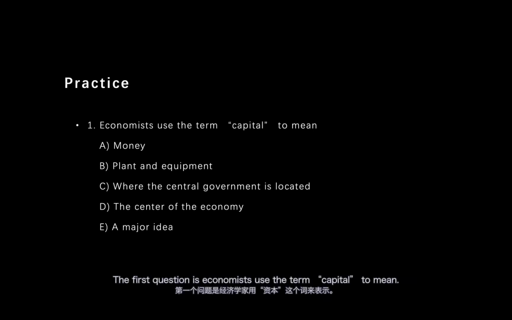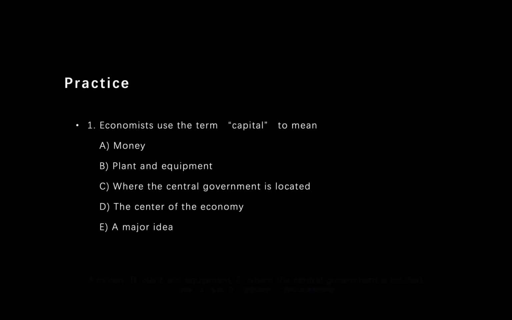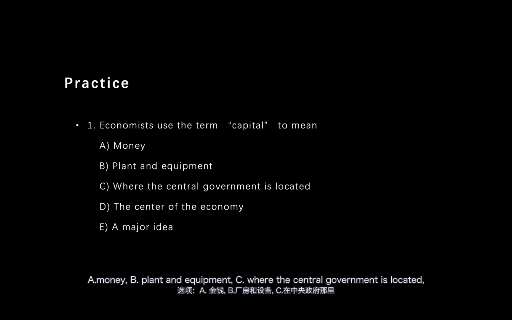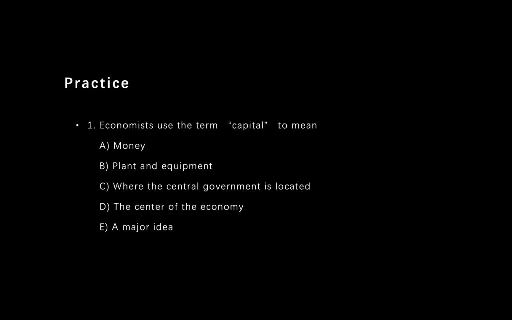The first question is: economists use the term capital to mean A. Money, B. Plant and equipment, C. Where the central government is located, D. The center of economy, E. A major idea. You can pause and think for a moment.